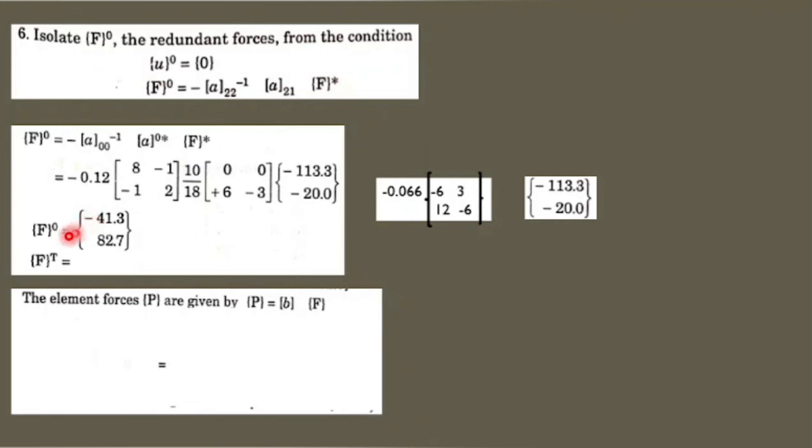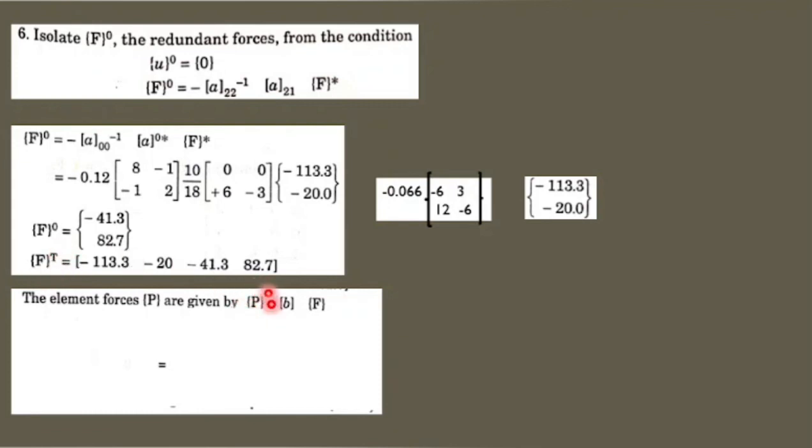Now if you have found out the F naught, you have to make F transpose. How to make F transpose? That is, total force F consists of applied force and redundant force. You already know the applied force, that is minus 113 and minus 20, which is already found. Currently you have minus 41.3 and plus 82.7. So this is the full component of F transpose. Force consists of F naught and F star. You have to add all the two components and you will be getting the final force.